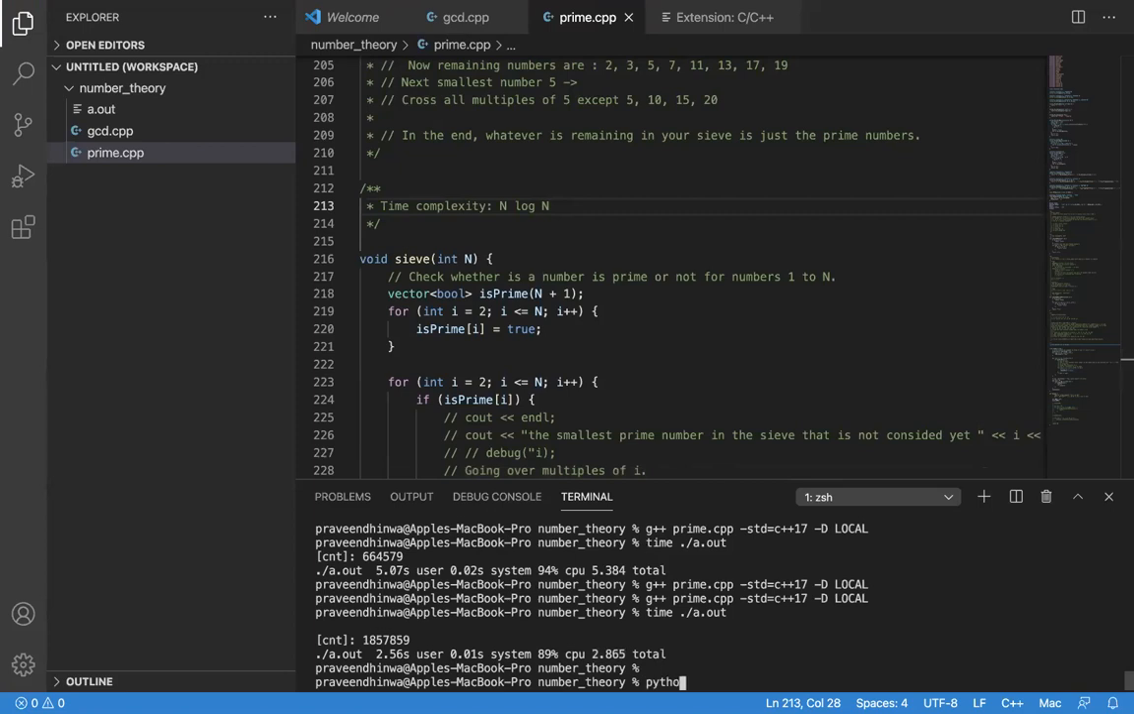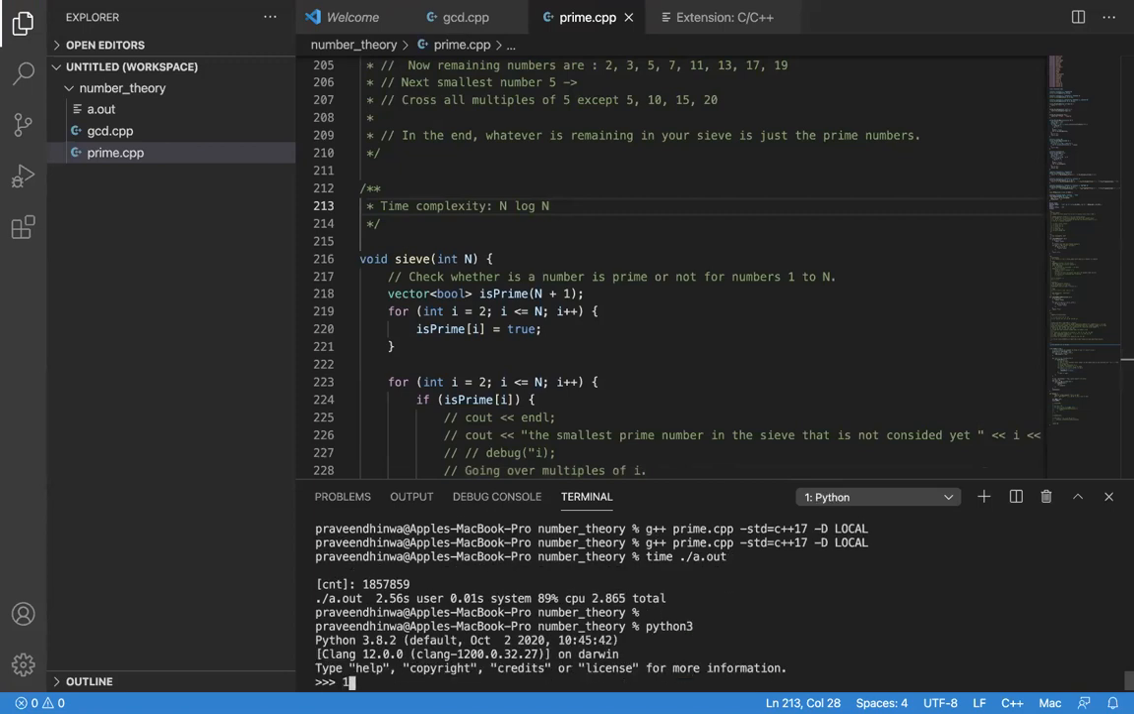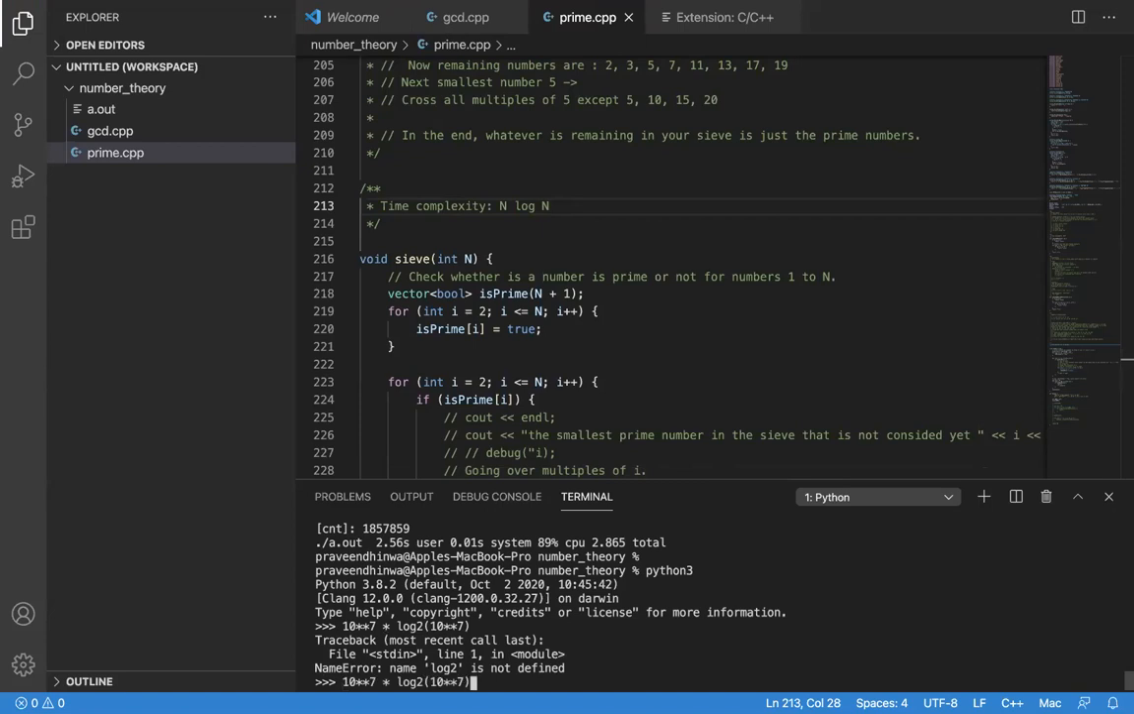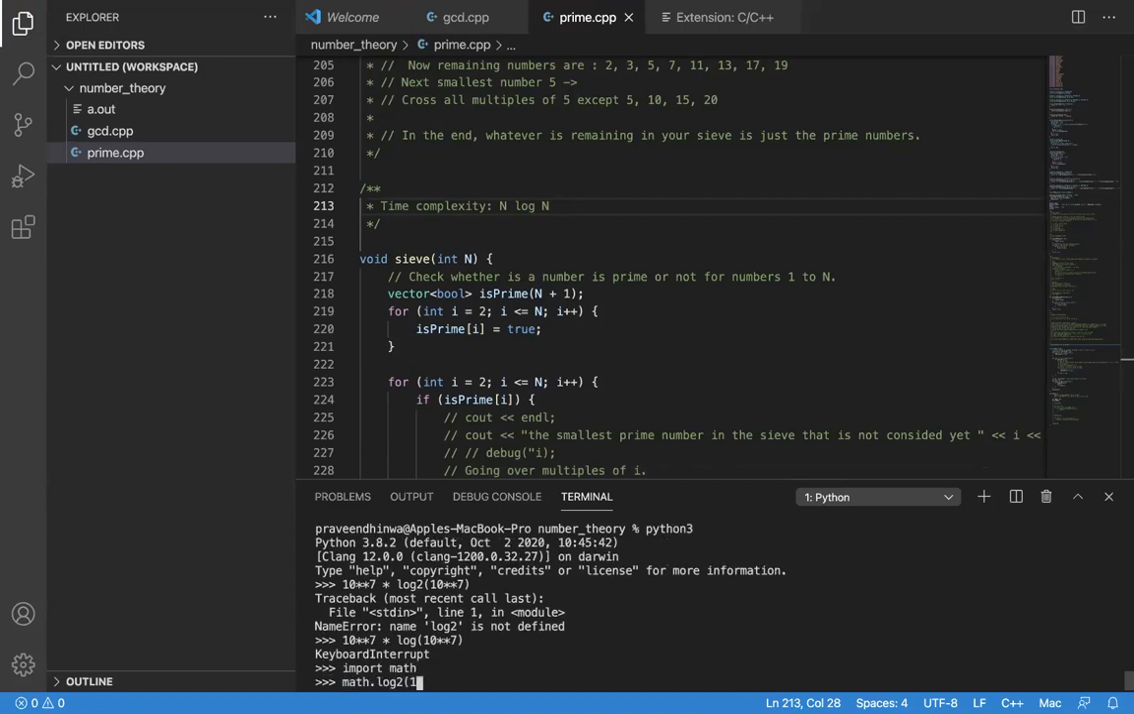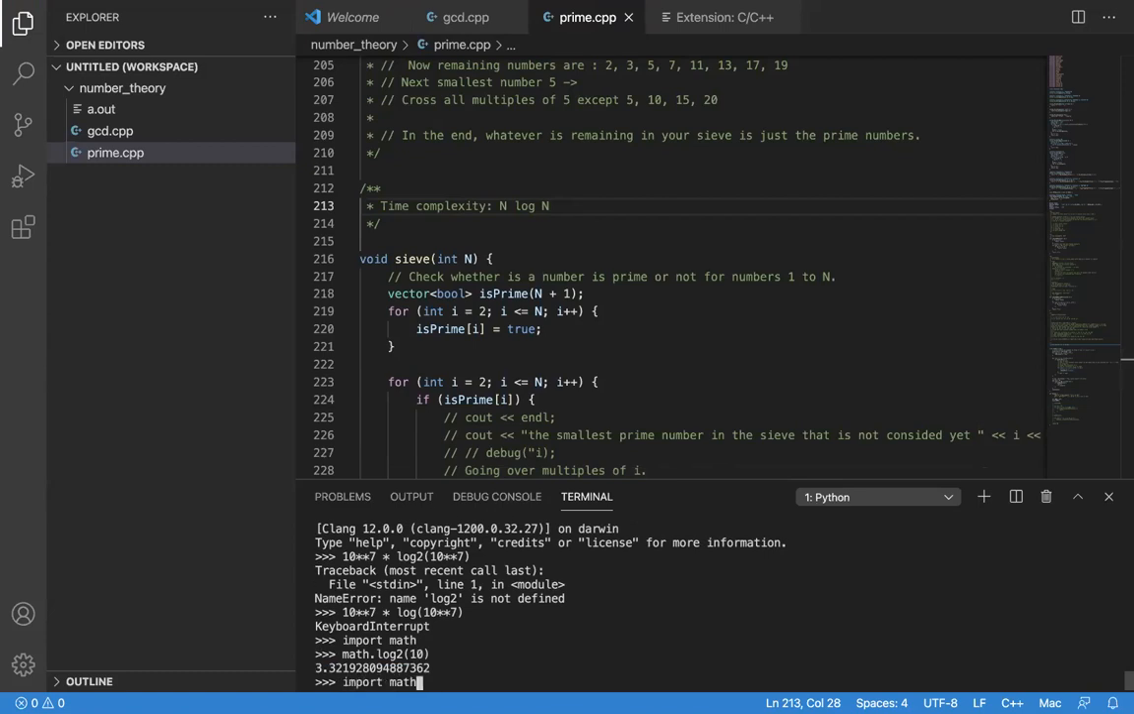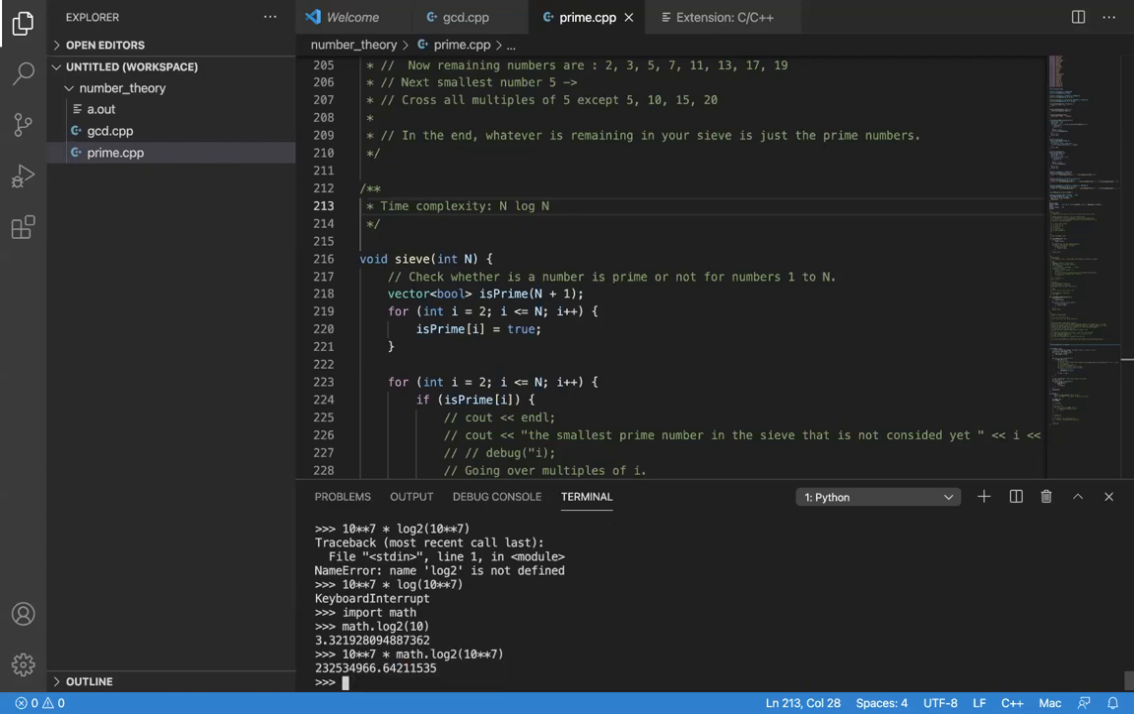So let me just go to Python maybe. So 10 power 7 times log 2 of 10 power 7. Log 2 is not defined, so this is bad. Yeah, so math dot log 2. So this becomes approximately 2 into 10 power 8. So this will run in like 1 second or something. So it is making like 2 into 10 power 8 operations.